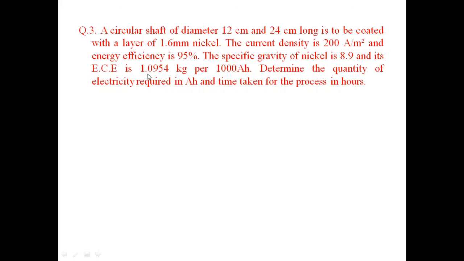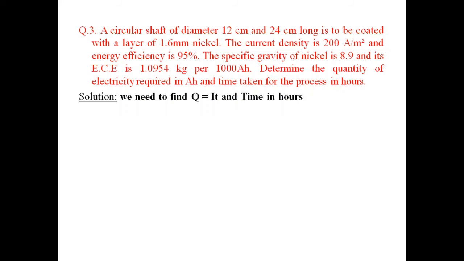And its ECE is given as 1.0954 kg per 1000 ampere. Generally ECE will be given in terms of kg per coulombs, but here it is given in kg per 1000 amperes. Let me keep it as it is and see how to solve this. Determine the quantity of electricity required in amp hour and time taken for the process in hours. So here you need to find the Q, that is the quantity of electricity required in amp hours.